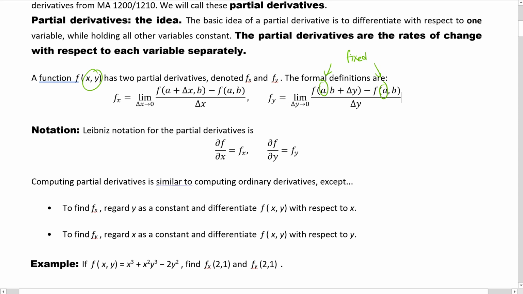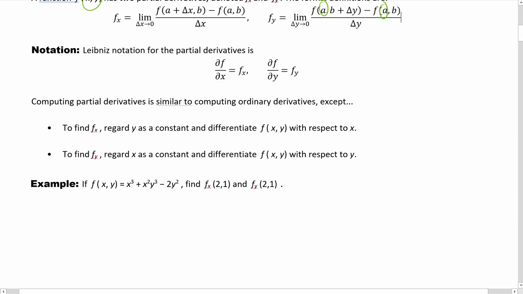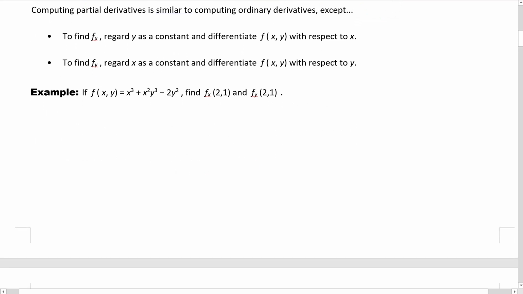So computing partial derivatives is similar to computing the ordinary derivatives, except when we find partial f, partial x, we regard y as the constant, and we differentiate f with respect to x. To find partial f, partial y, we regard x as a constant, and we differentiate f with respect to y. So let's do some examples. So here we want to find partial f, partial x, and partial f, partial y at the point (2, 1). So let's see.